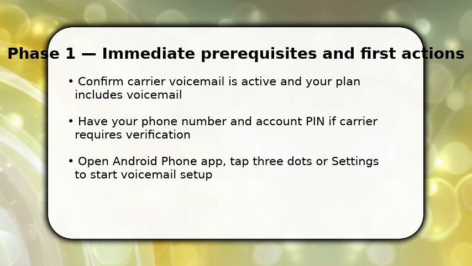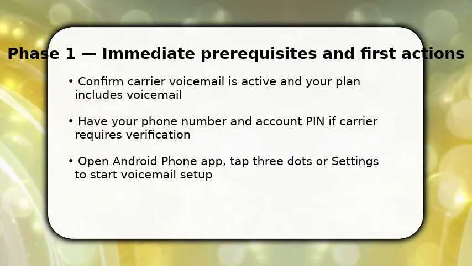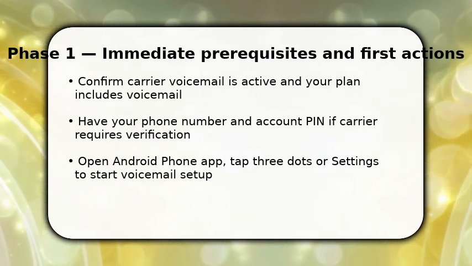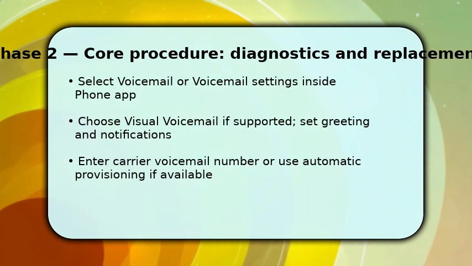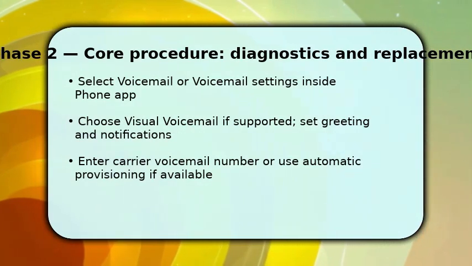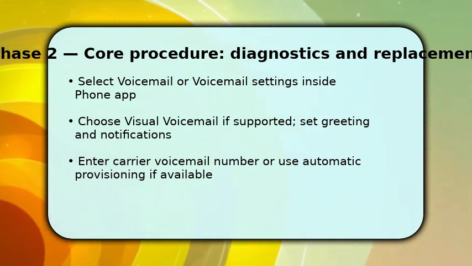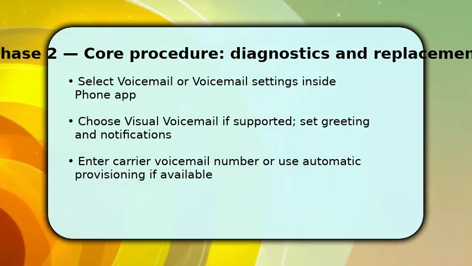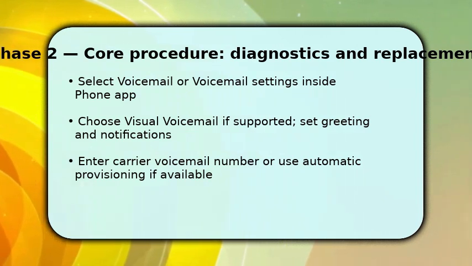If your app asks for permission to use phone or voicemail, allow it now so the next steps proceed without interruption. Next, go into voicemail or voicemail settings inside the phone app. This is where you configure delivery and greeting options. If your device supports visual voicemail, enable it for transcripts and easier playback. Visual voicemail uses data, so be aware of your plan.